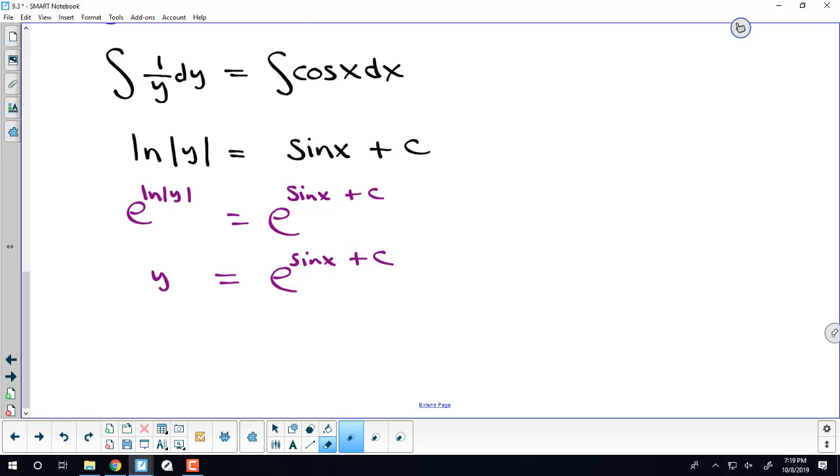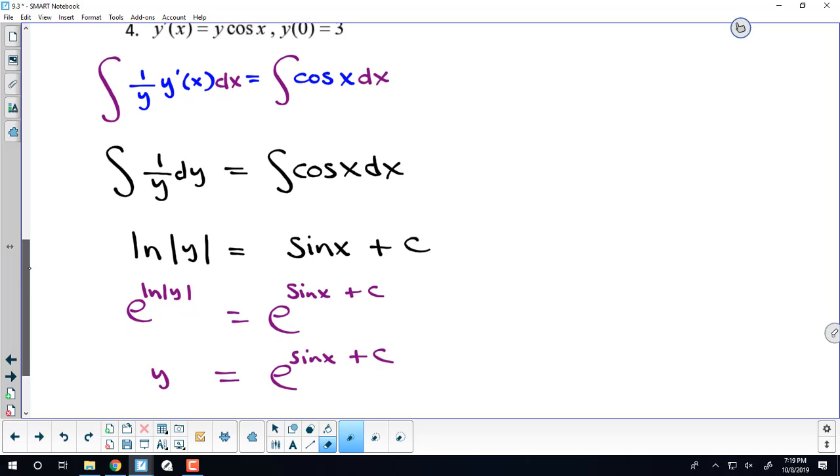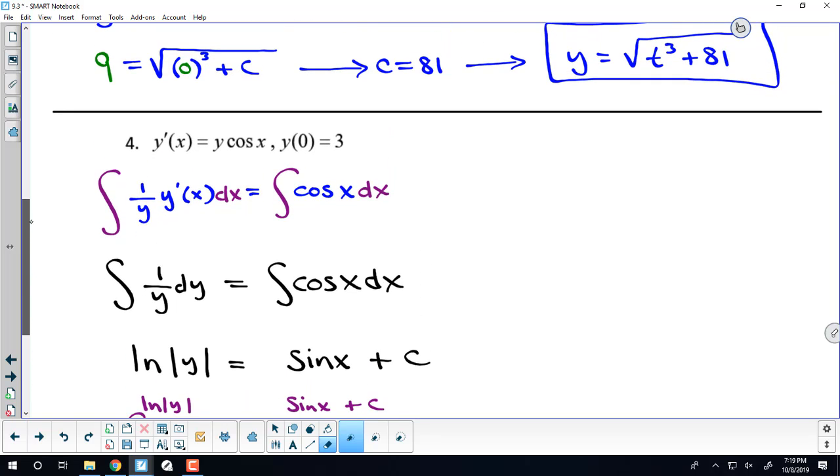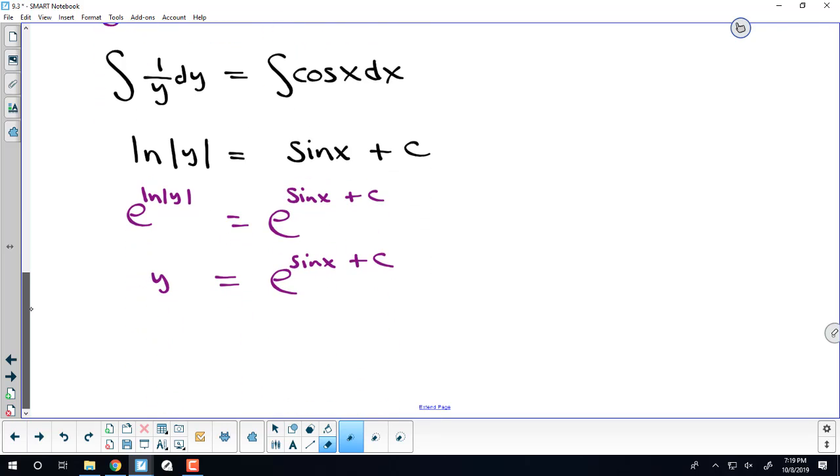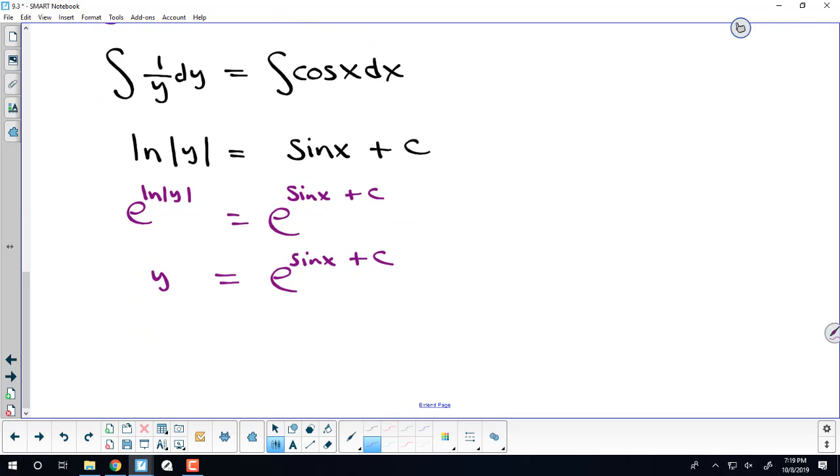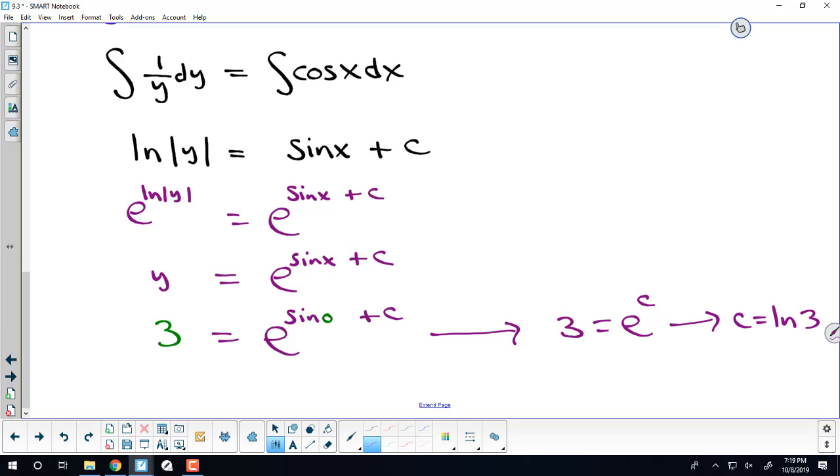Okay. So from here, most of you were plugging in the initial condition. So y is 3 and x is 0. So we have 3 equals e to the sine of 0 plus c. Okay. So we have e to the c is equal to 3, which means that c is the natural log of 3.